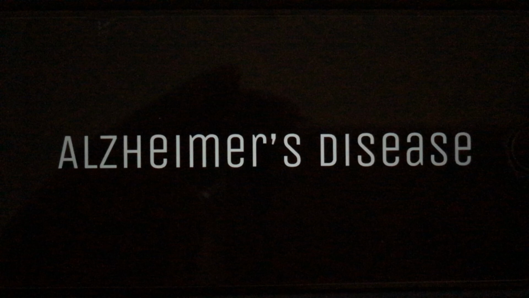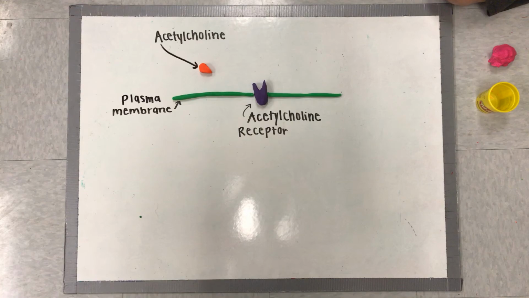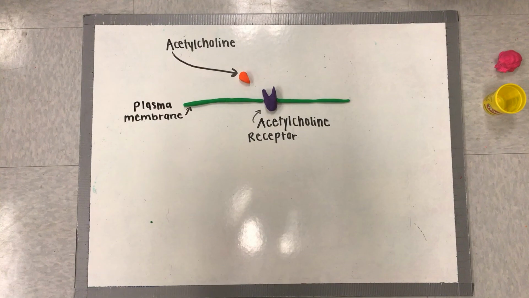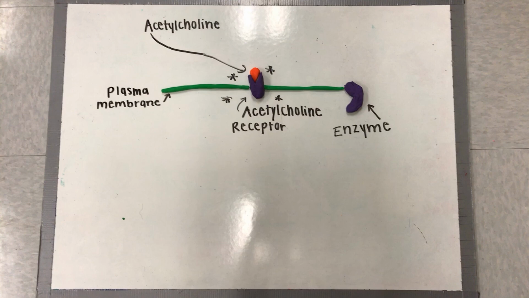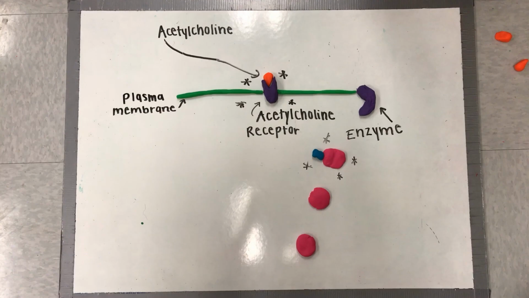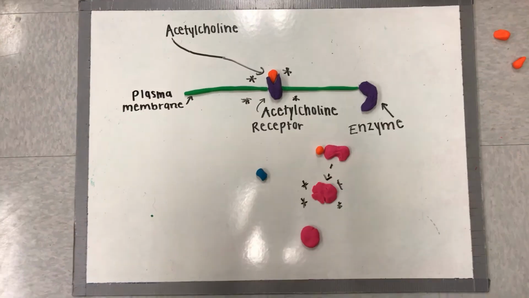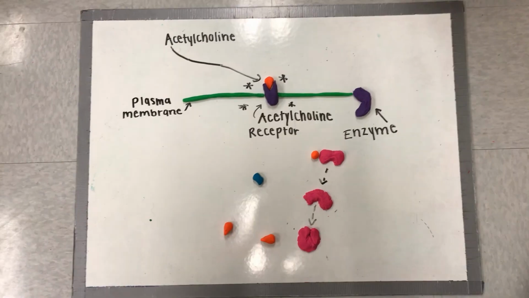When cell communication pathways are functioning properly, this is what should happen. The acetylcholine binds to the receptor in the cell membrane, thus activating it. The activated acetylcholine receptor activates the enzyme, starting the signal transduction pathway. Through the addition of a phosphate, the protein shape changes and it becomes more likely to react with other proteins. At the end of this pathway, the cellular response is received and, in this case, acetylcholine is released.